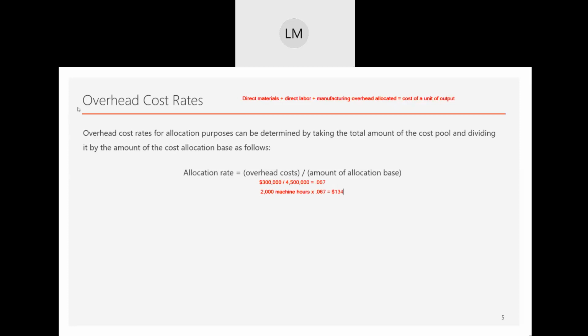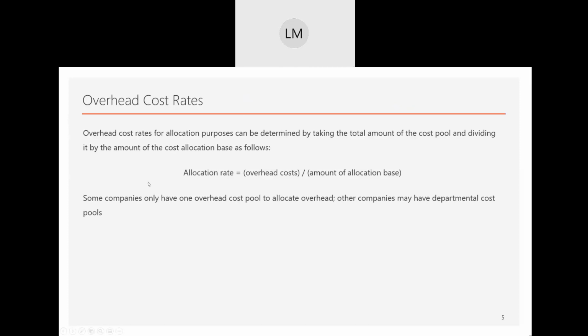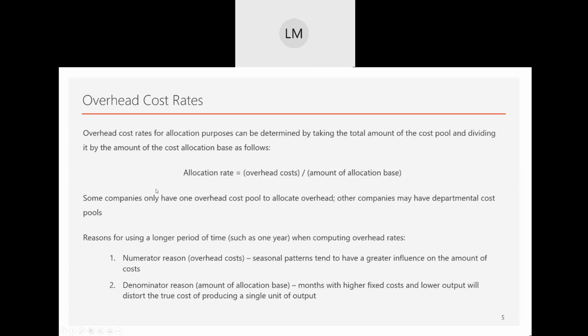Let's take a look here, and let me clear this off. Now, some companies will only have one overhead cost pool to allocate overhead. Other companies may have departmental cost pools, and we'll see an example of that a little bit later. Another thing I want to talk about with overhead cost rates is when we're estimating our overhead costs, and when we talk about numerator reason and denominator reason, we're talking about the numerator in our allocation, in computing our allocation rate. And the denominator reason would be the reason we're using longer periods of time here.